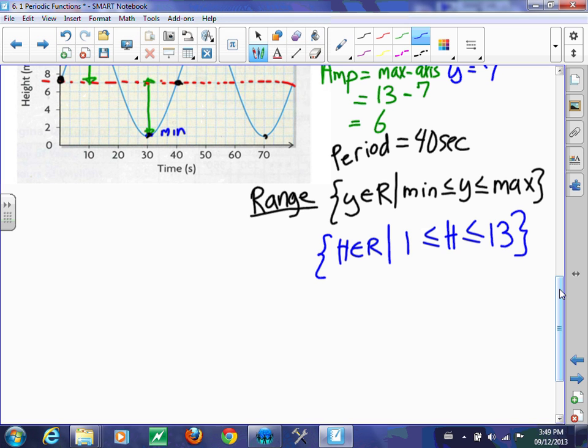Alright, ladies and gentlemen, that's a good start, an intro to periodic functions. Where we're heading is sinusoidal functions, which are any transformation between what we call the sine x curve and the cosine x curve.